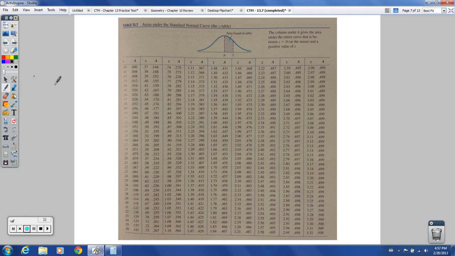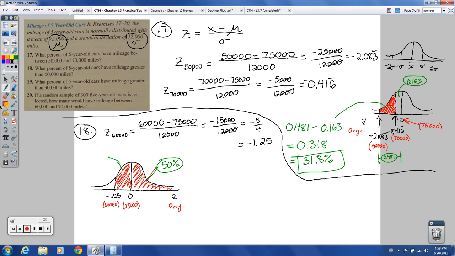Where's 1.25? Here it is, and that gives me 0.394. 0.394 is what I have right there, which is the same thing as 39.4%. So I'm just going to take this and add them together. 39.4 plus 50, that's 89.4%.